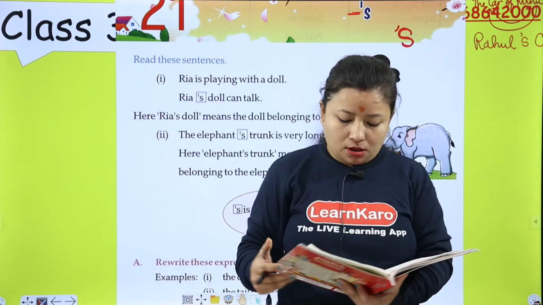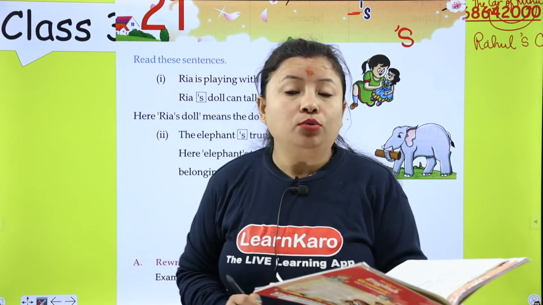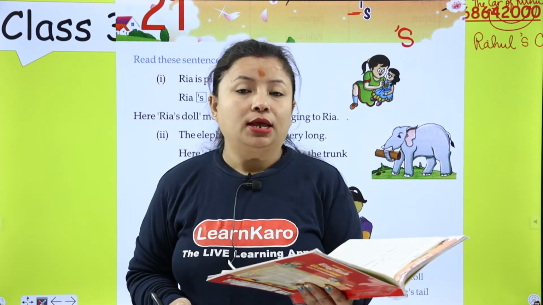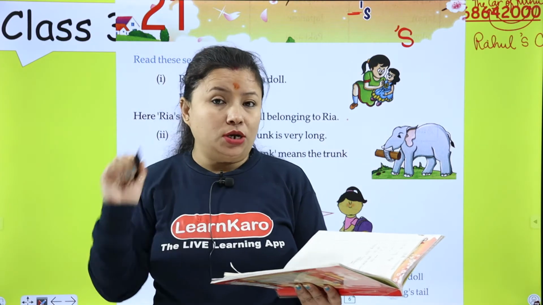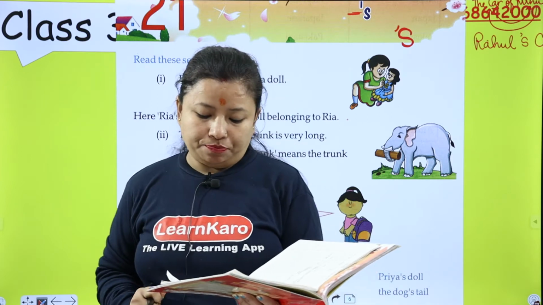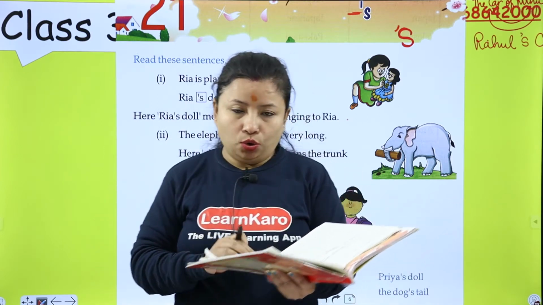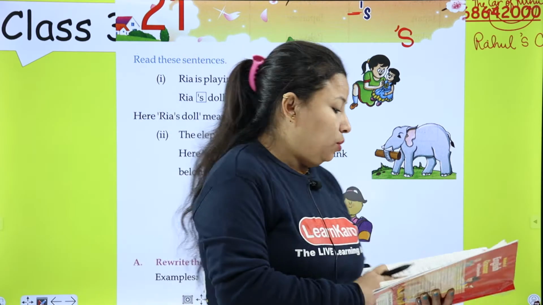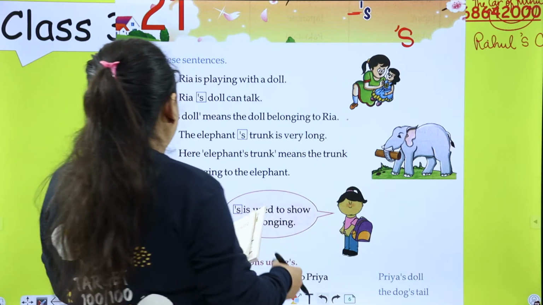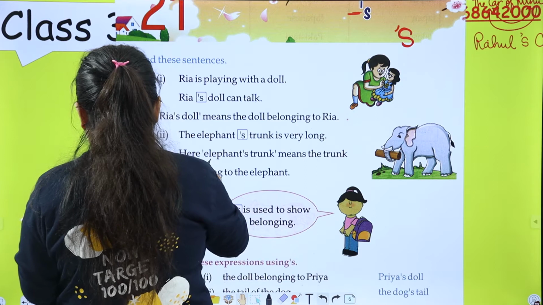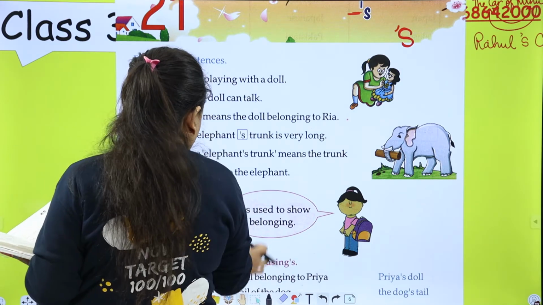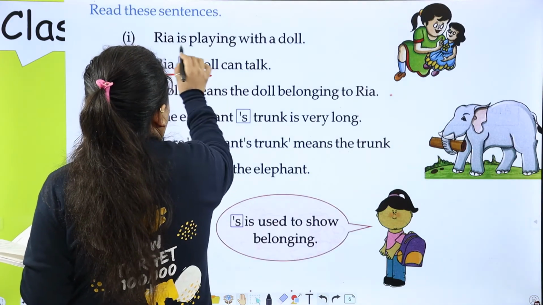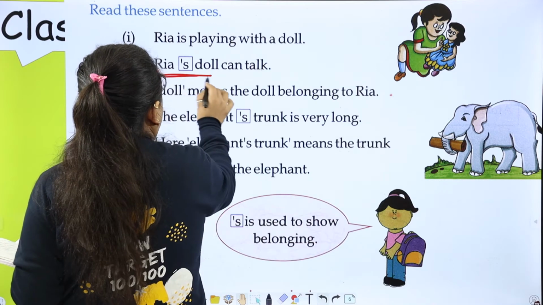Now a noun can show what it owns. We add an apostrophe S to a noun to show ownership. A noun that shows relationship is a possessive noun. A possessive noun always comes before the noun that belongs to it. Like Riya's doll. Riya is playing with a doll, Riya's doll.